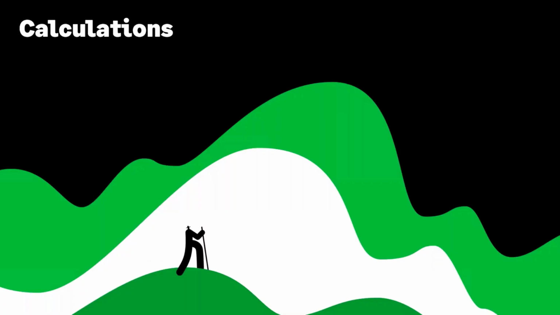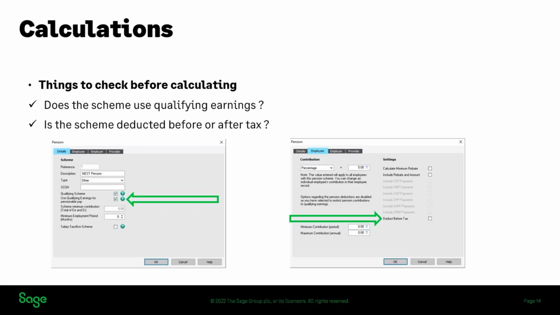It's now time for arguably the fun part, which is some calculations. So how is a pension scheme calculated, which is a really good bit of knowledge to have when it comes to troubleshooting any problems. So there's a couple of things to check before calculating, and you can find these in the pension scheme settings. First one, does the scheme use qualifying earnings? Yes or no? Is the scheme deducted before or after tax? Again, it's yes or no. So those are the 2 things that you'll need to check in the pension scheme settings.